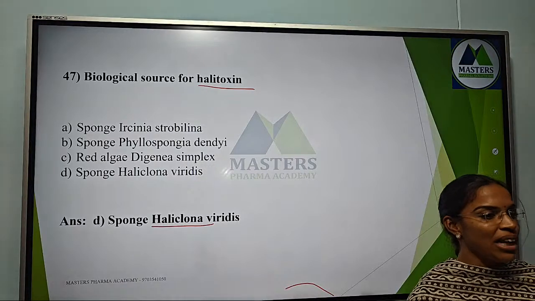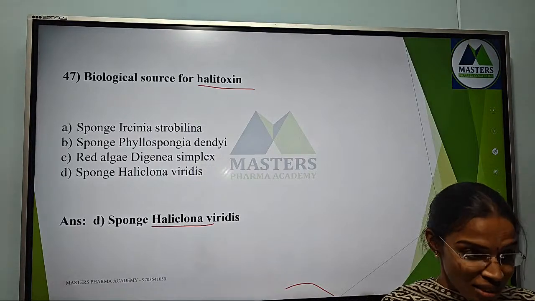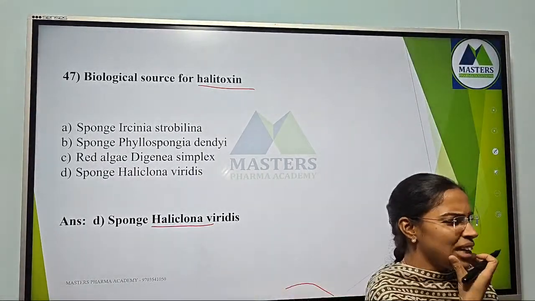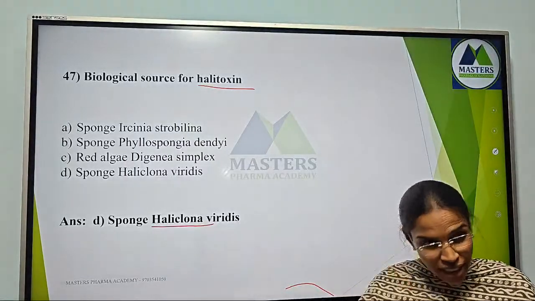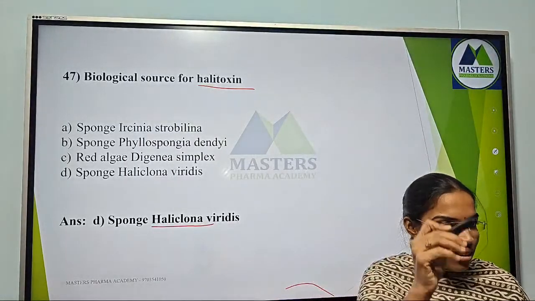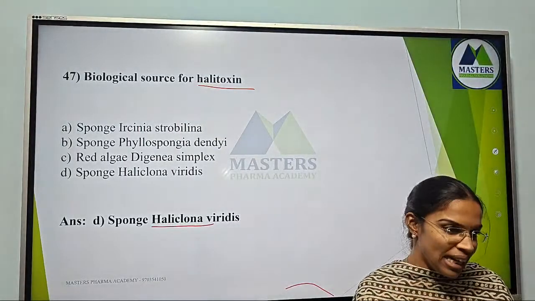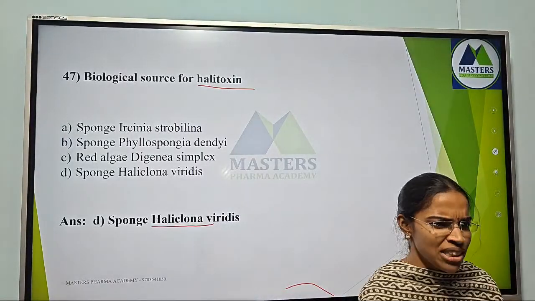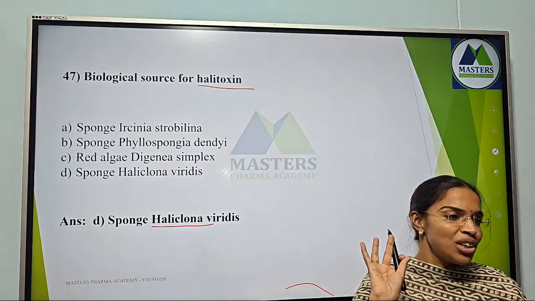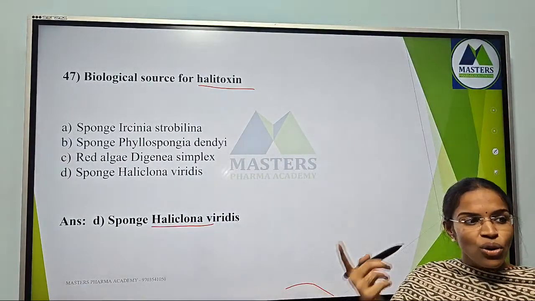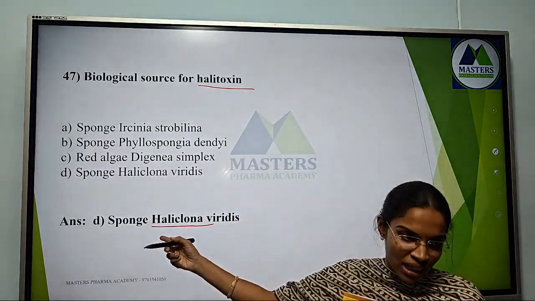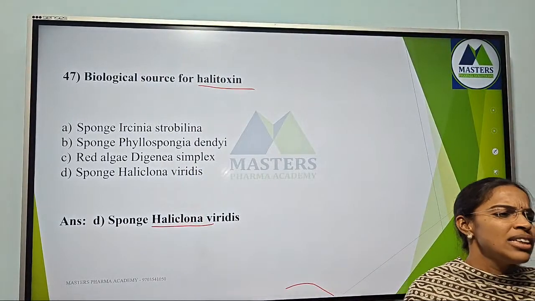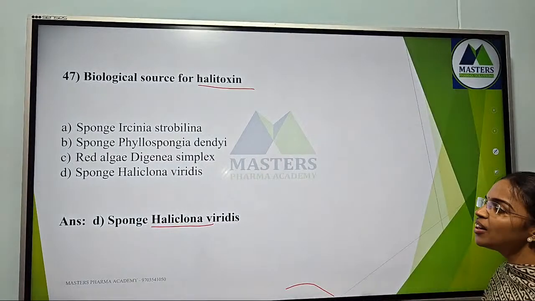Don't use the same technique for everything. Just now we discussed anethole. These are all marine drugs, and if you are not very sure, then you go for correlation or elimination. If you are sure, go with your surety. But if you are not sure, go with either correlation or elimination. Here you can go for slight correlation, because halitoxin and Haliclona, the names are similar. Then take a chance: sponge Haliclona viridis.